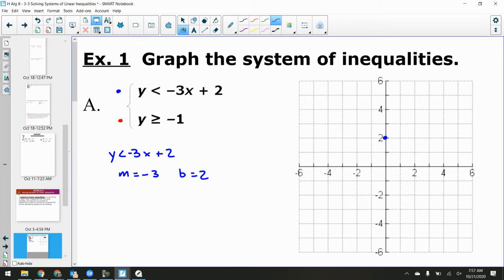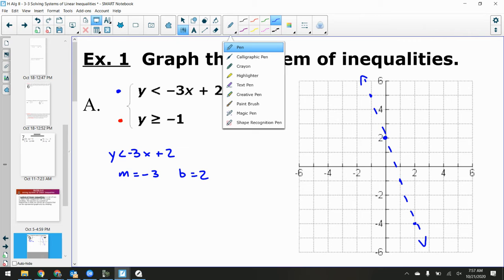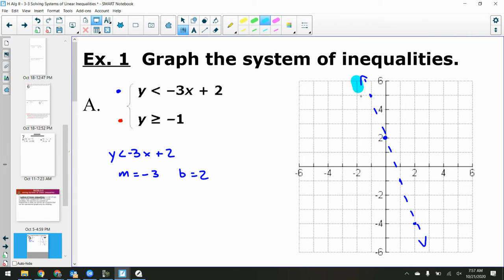Y-intercept of 2, slope of negative 3: down 3, right 1, down 3, right 1. I could go up 3, left 1. Am I going to make this a solid or dotted line? Dotted line. Now, am I going to shade above or below? Below the line, less than. Remember that if you needed to, you could always pick a test point, like, for example, 0, 0. If I plug in 0, 0, I'm going to get 0 is less than 0 plus 2. 0 is less than 2. Is that a true statement? Yes. So I'm going to shade on the side of 0, 0, which makes sense because I'm shading below the line.